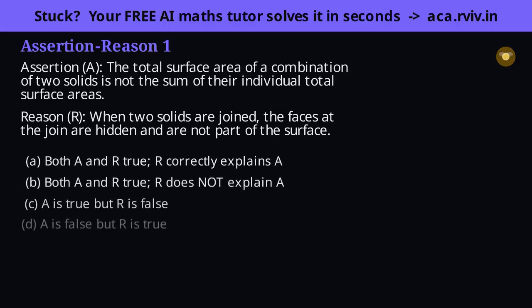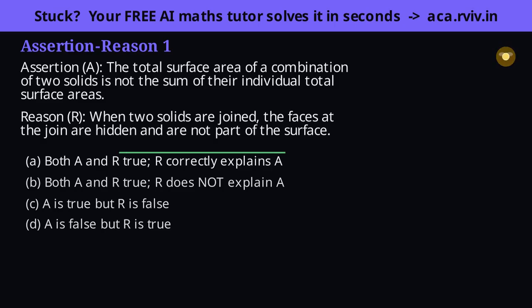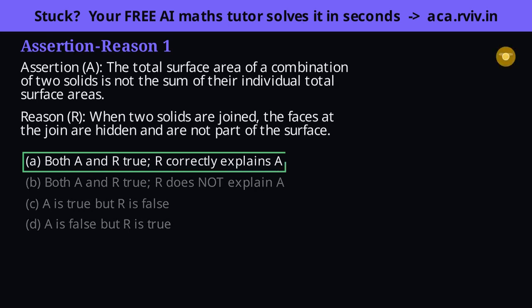Which option is correct? Take the assertion first. Is the combined surface not simply the sum of the two totals? Yes, that's true. We saw it all through the chapter. Now the reason. When two solids join, the touching faces get sealed inside and stop being surface. Also true. And does that reason explain the assertion? Precisely. It's the very reason the totals don't just add. So both are true and the reason correctly explains the assertion, which is option A. Whenever a claim and its cause line up this cleanly, A is your answer.